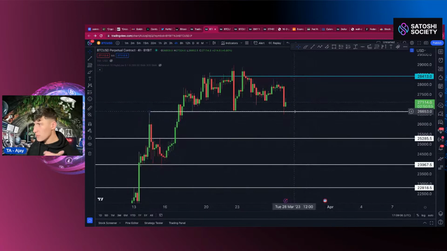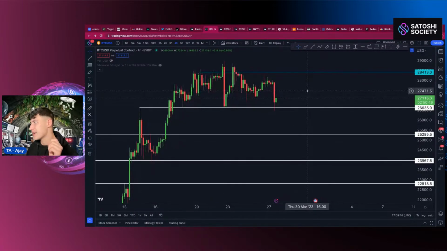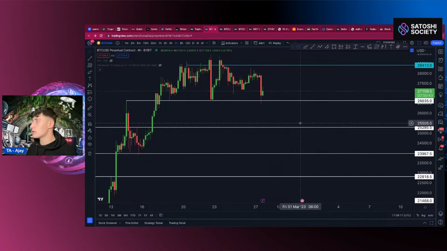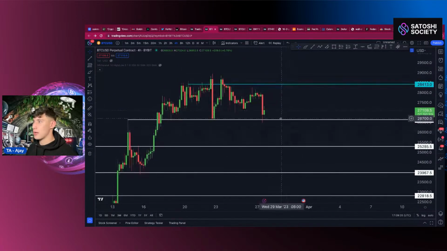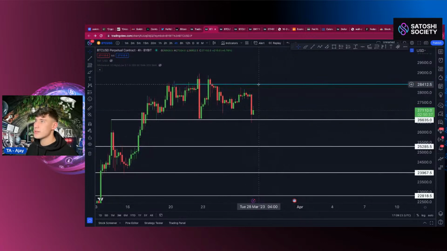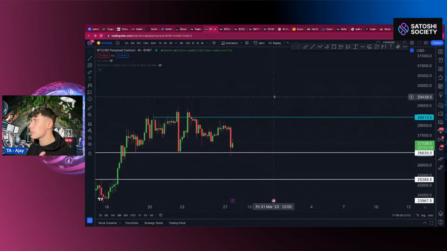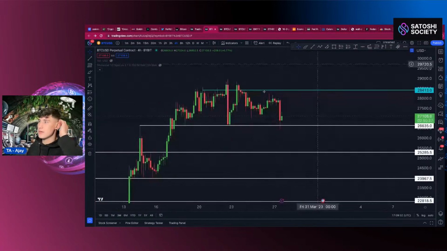Now this level here needs to be held. $26,635 needs to be held. Or else, if that is not held, $25,200 is most likely the next target. But if we can continue to hold this, we can continue to remain within this range, we will most likely come up to the high of the range. If we can break the high of the range, then yes, we can move much higher to 30,000.